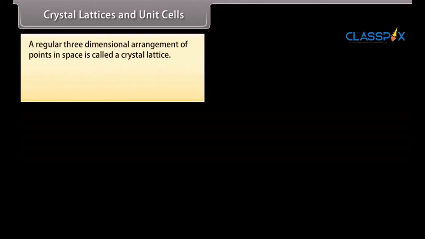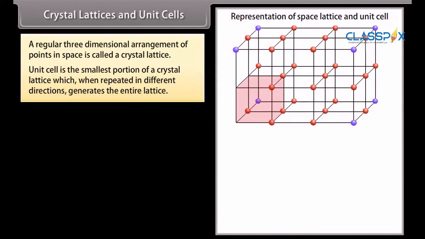Crystal lattices and unit cells. A regular 3-dimensional arrangement of points in space is called a crystal lattice. Unit cell is the smallest portion of a crystal lattice, which, when repeated in different directions, generates the entire lattice.